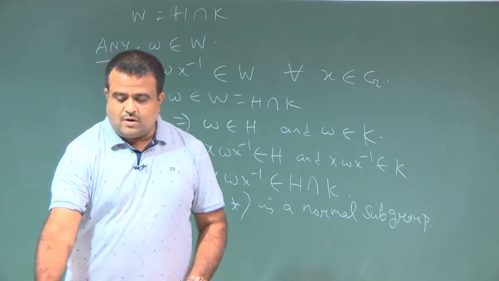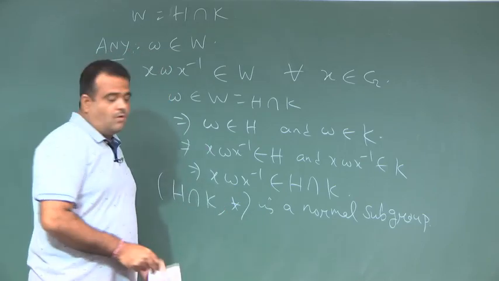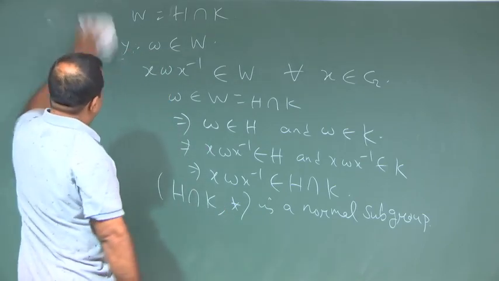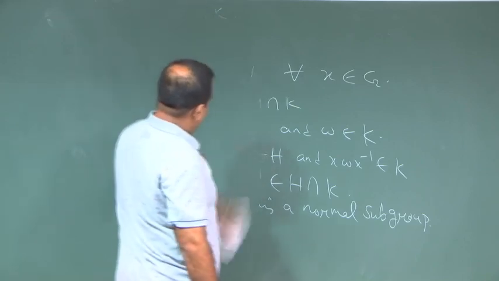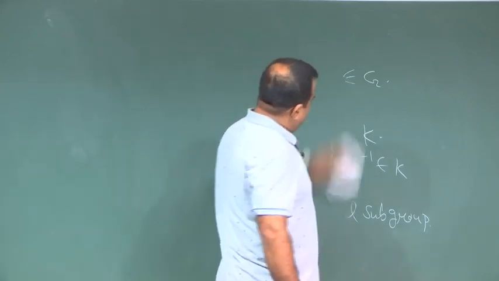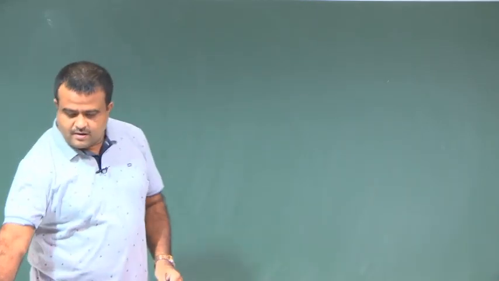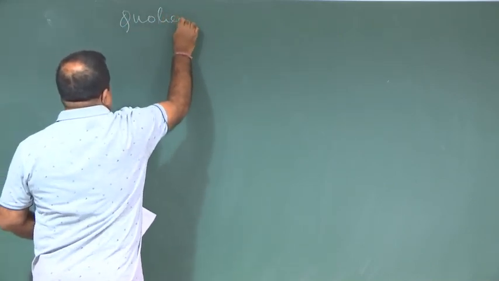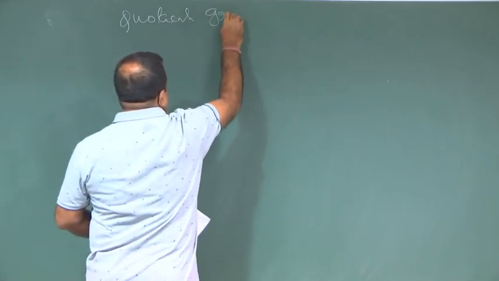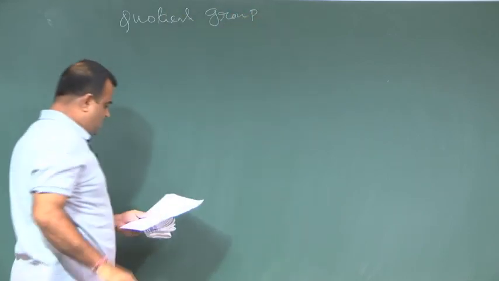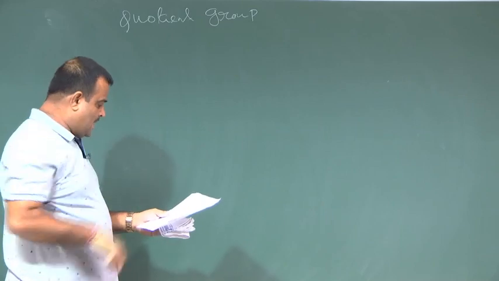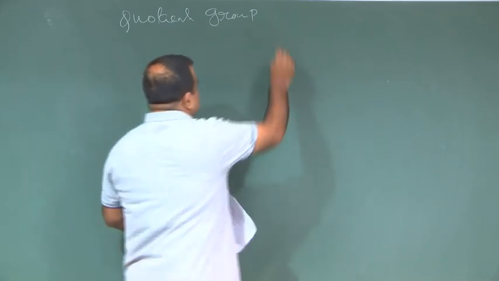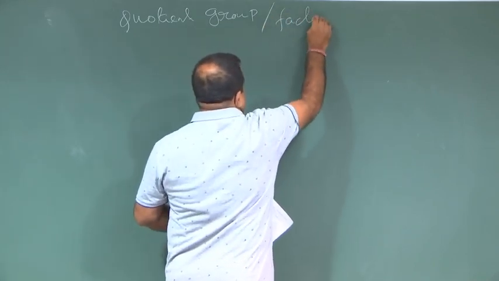Now, we will define what we mean by a factor of a group, or quotient group. So, let us define what we mean by a quotient group, or factor group. This is also called a factor group.